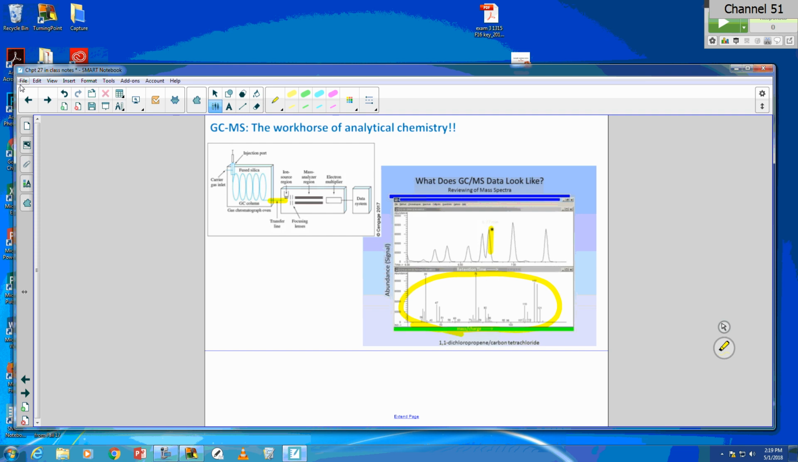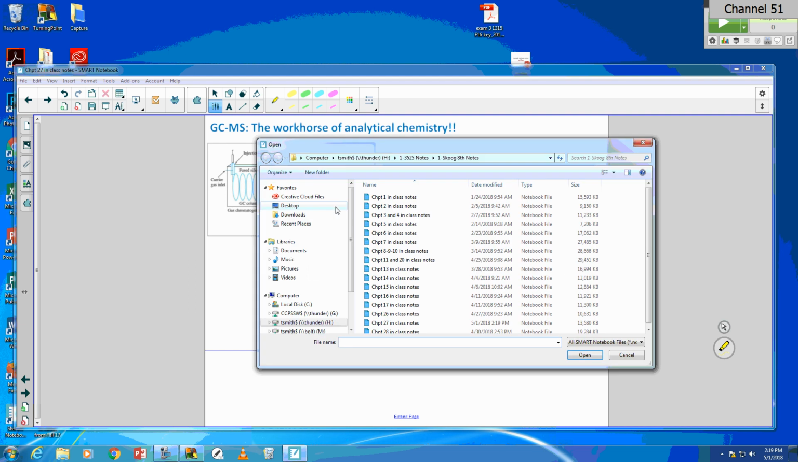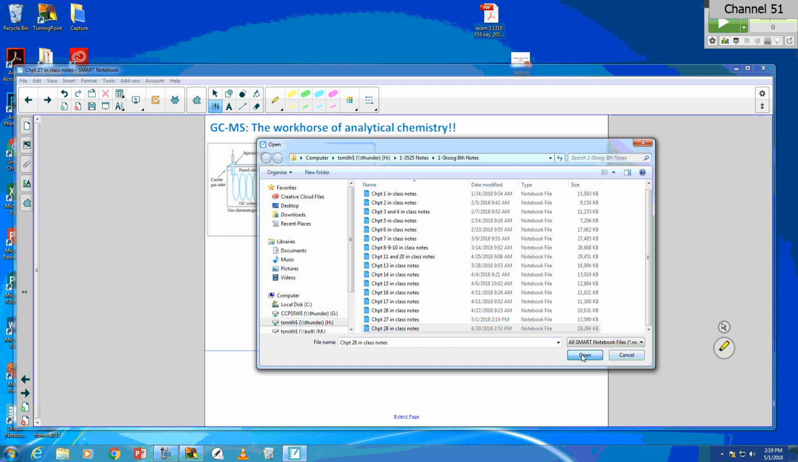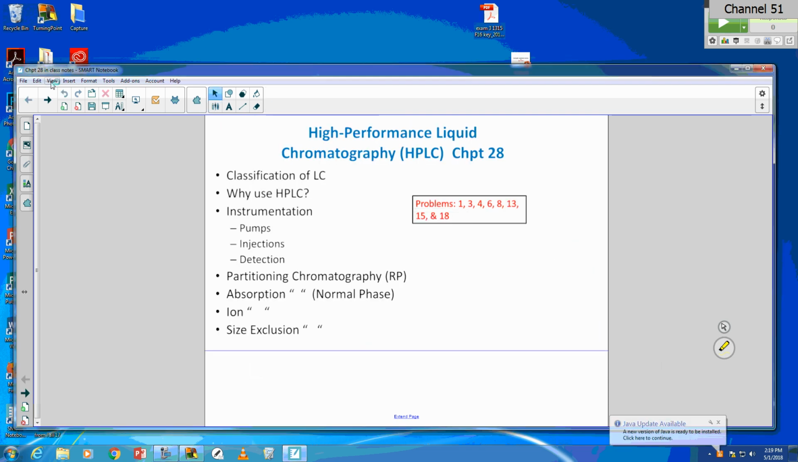Okay, so that's the end of 27. We're going to roll right into 28. Save that. And 28 is somewhat similar. We're going to go over some fundamentals and then talk about some applications at the end.